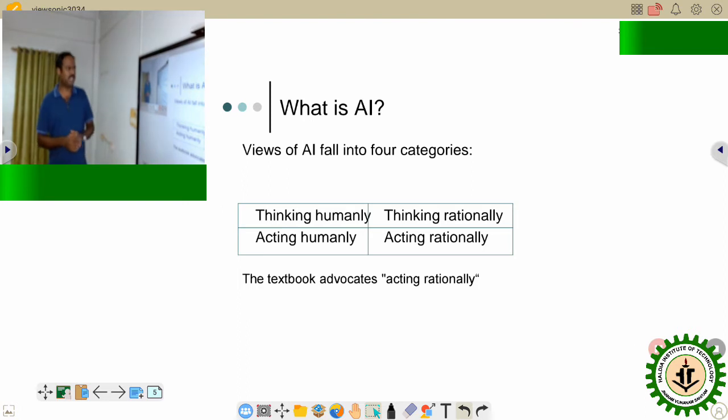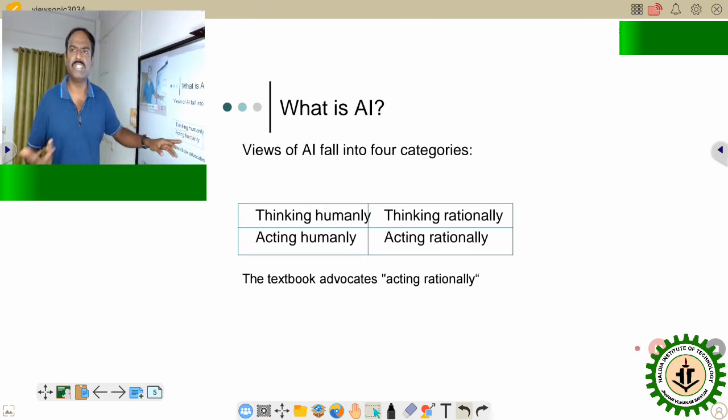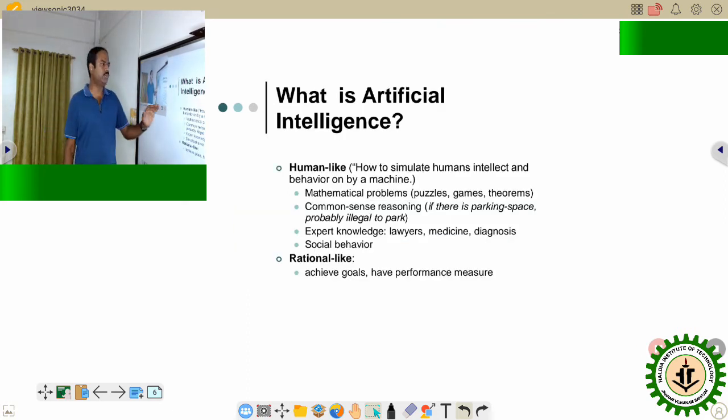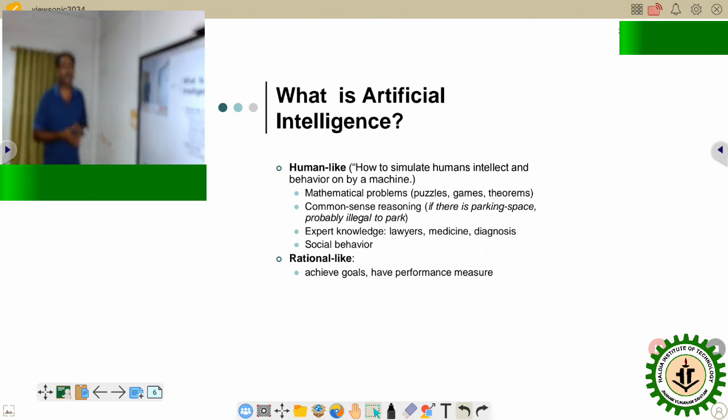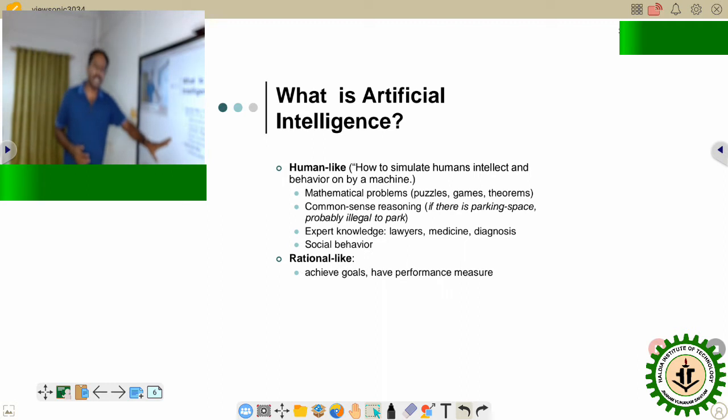So what is AI? Basically, there are four categories of AI. First is thinking humanly, then thinking rationally, acting humanly, and acting rationally. Now, these are basically bookish topics, but what do you mean by human-like? Human-like means how to simulate human intellect and behavior by a machine. That means mathematical problems like puzzles, games, or theorems. There is common sense reasoning: if there is a parking space, probably it is illegal to park. Then expert knowledge like law, medicine, diagnosis, and social behavior. These are basically human-like intelligence. Now, what is rational-like? It means to achieve some goals, have performance measures, etc.